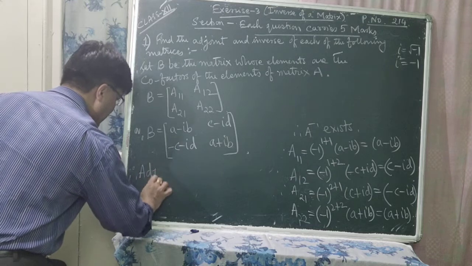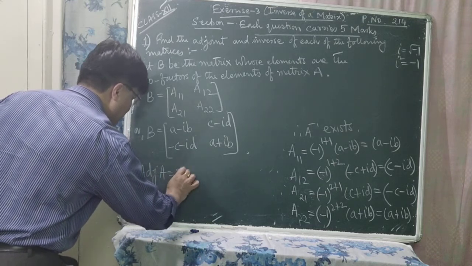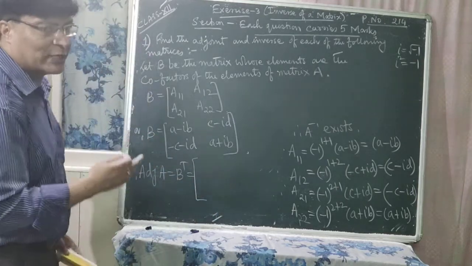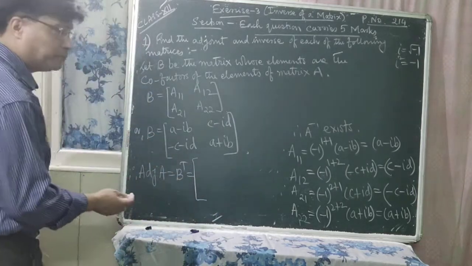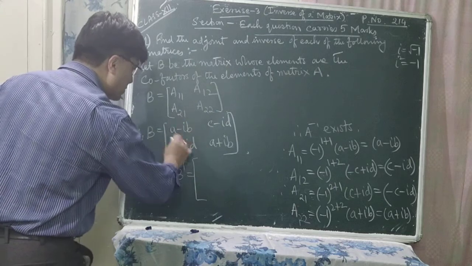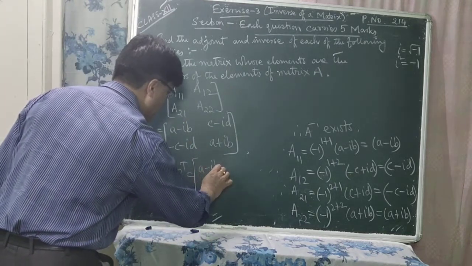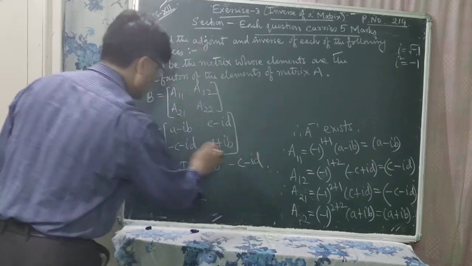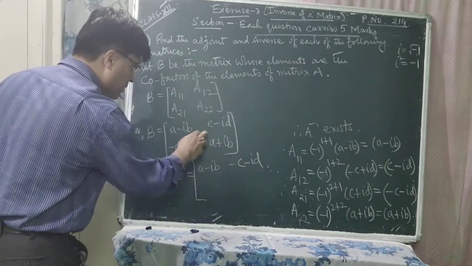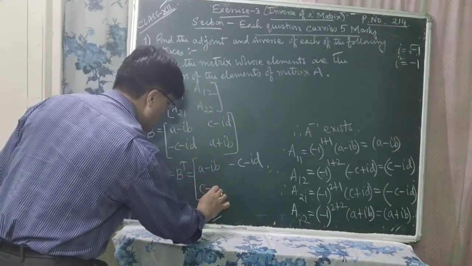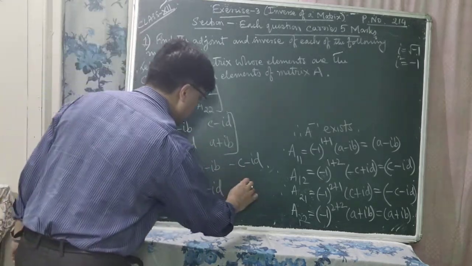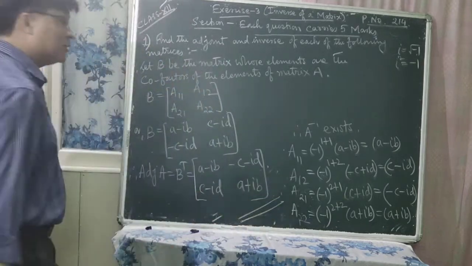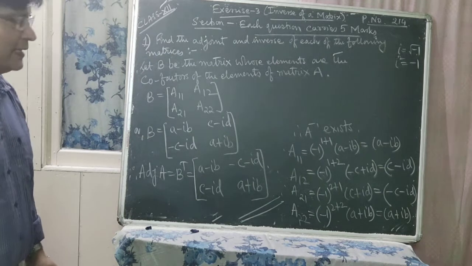The adjoint of A will be equal to B transpose. What is B transpose? In matrix B, you have to change rows into columns and columns into rows. Now this first column becomes the first row: A minus iB, then minus C, minus iD. This is the new first row. And what is the second row? It is C minus iD and it is A plus iB. So this is the adjoint of the matrix A.